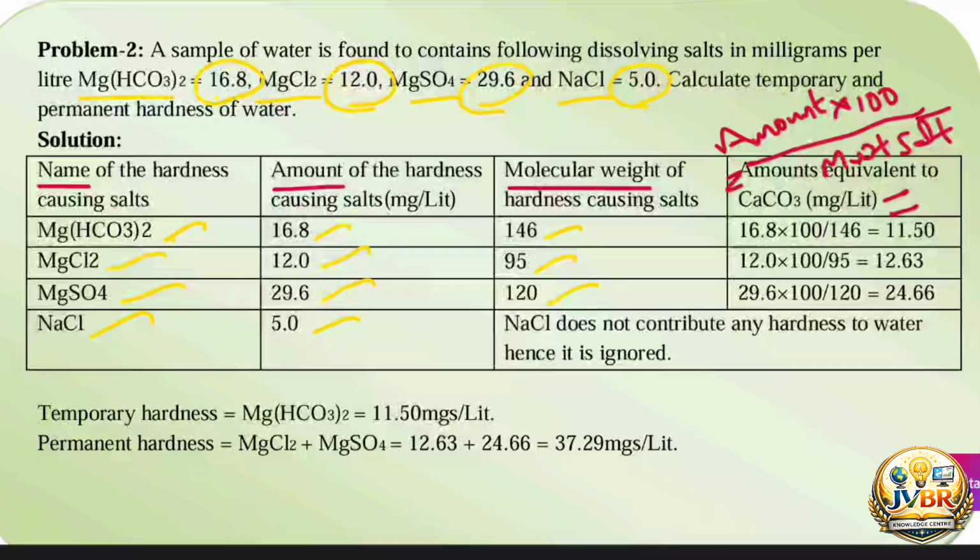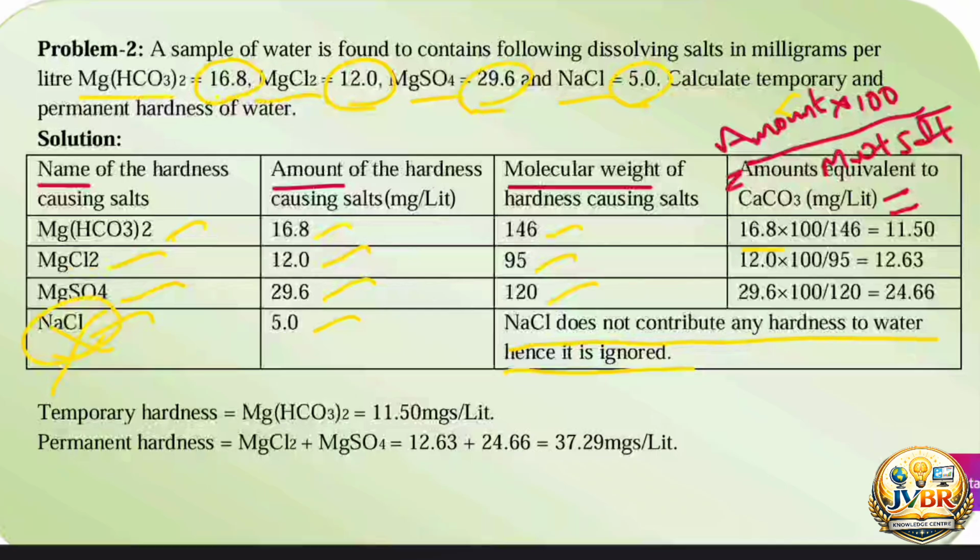And sodium chloride, no need to write about sodium chloride because sodium chloride does not contribute any hardness to water. So don't do calculation for sodium chloride. Now substitute these values in the formula. Magnesium bicarbonate weight is 16.8, into molecular weight of CaCO3, which is 100, by molecular weight of magnesium bicarbonate, which is 146. So we will get 11.50.